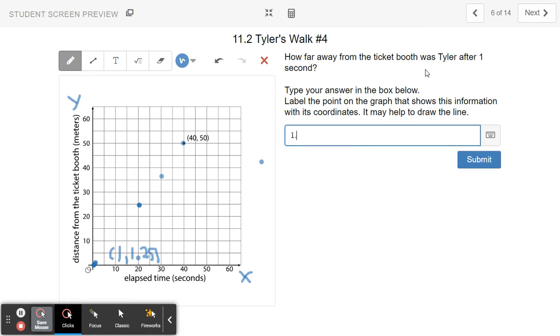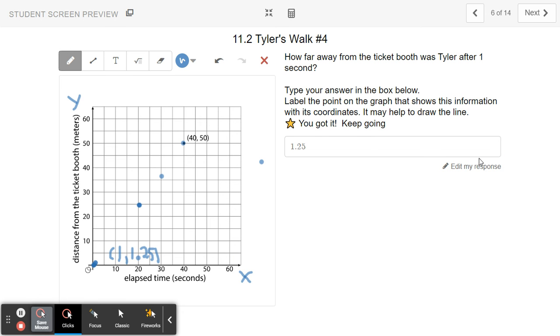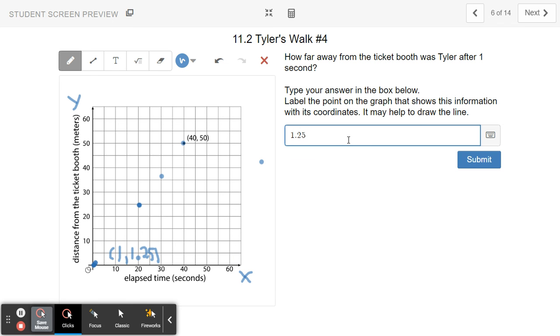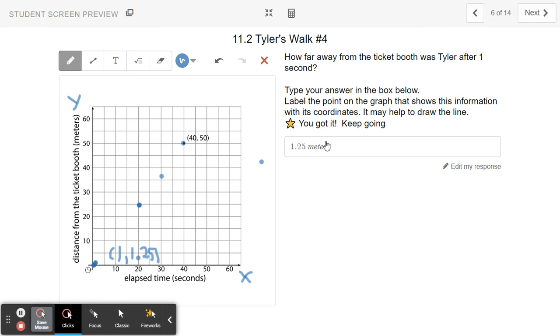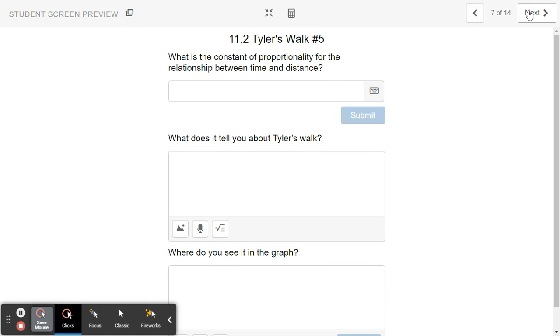So it's 1.25. Let's see if this checks the work. All right. And I'm wondering if I put meters, just in case some of you do that. All right. Technically, I would like to see meters in here, but it will still mark it correct if you haven't. Okay. All right.